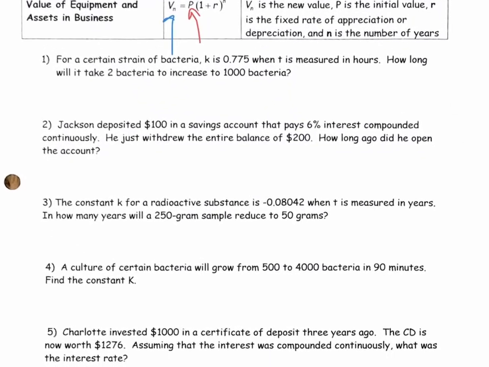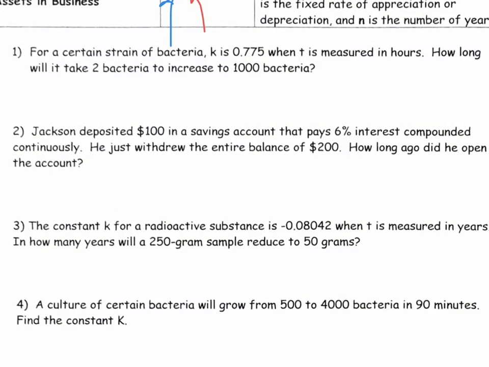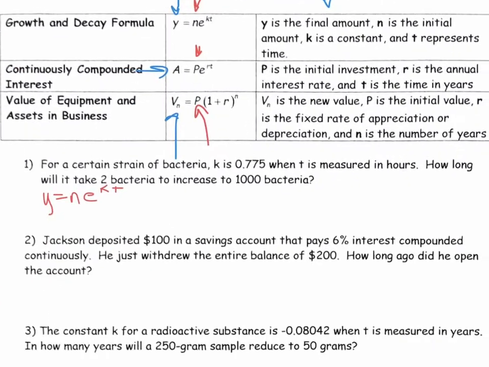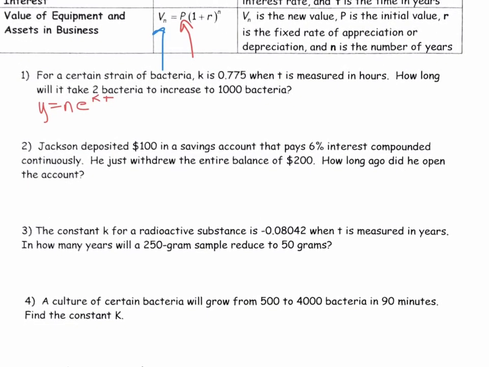If you look at number one, it says for a certain strain of bacteria, k is 0.775. First of all, without reading any further, you have to make sure you know what equation to use up above. This is about growth and decay because it's talking science, bacteria. So we're going to use y equals ne to the kt. If you go back up to the top, you'll see it is the first equation. Okay, we're going to fill in our information.